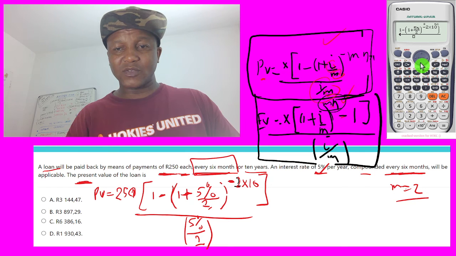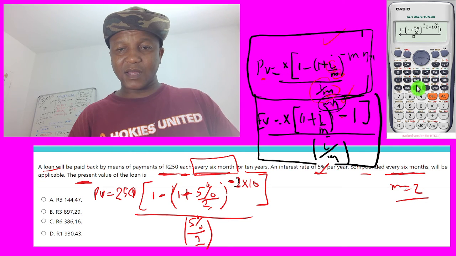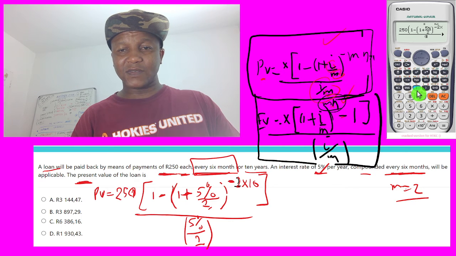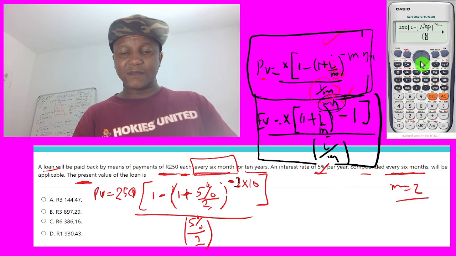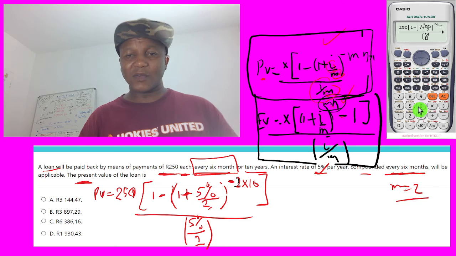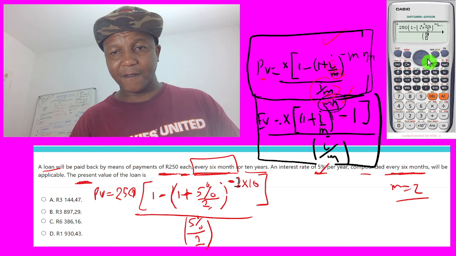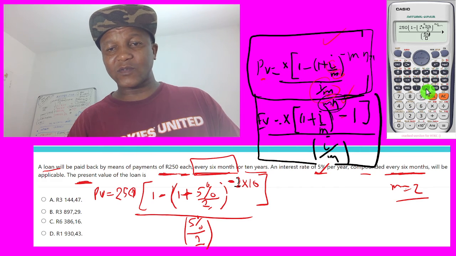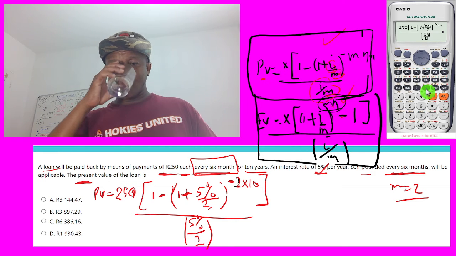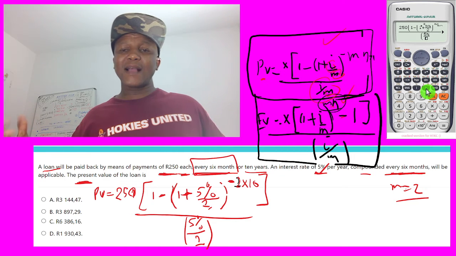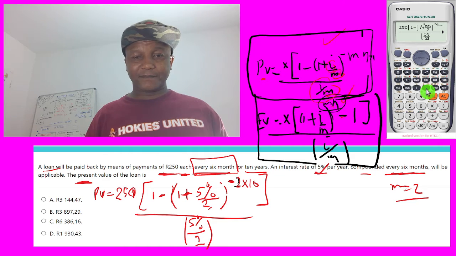Okay, and then go to the bottom, and then you can write your bracket again and the fraction. 5%, 5, shift percent, and then coming over 2, coming close. Okay, let's just wait for it now. Okay, get an answer, let's come.